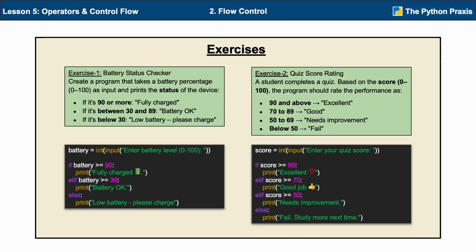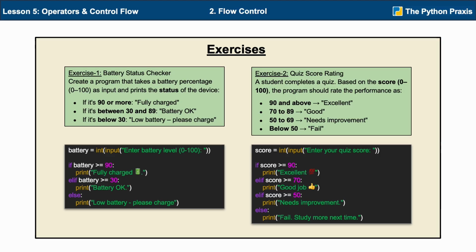In exercise 1, we have a battery status checker. We have to create a program that takes a battery percentage from 0 to 100 as input and prints the status of the device. If it is 90 or more, it should print fully charged. If it is between 30 and 89, it should print battery OK. If it's below 30, it should print low battery, please charge. In this exercise, we have 3 cases for the status of the battery.